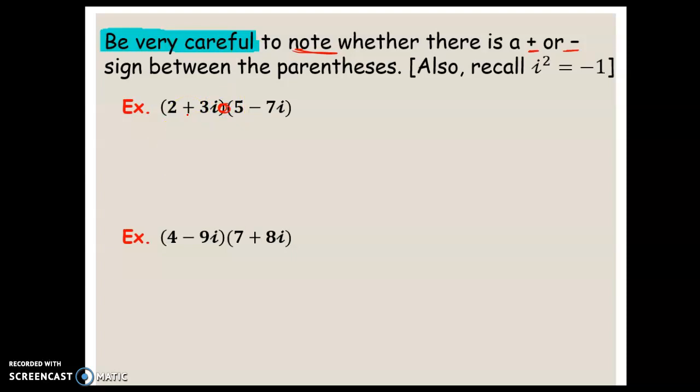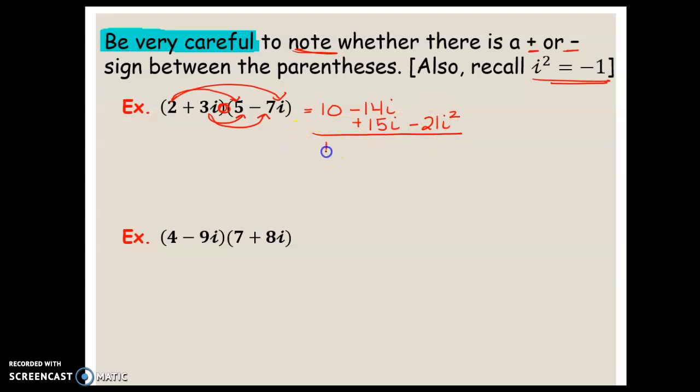These will act just like your FOIL that you've done before. First, outside, inside, last. Okay? Or double distributive property. So 2 times 5 is 10. 2 times negative 7i is negative 14i. 3i times 5 is positive 15i. And 3i times negative 7i is negative 21i squared. Do not forget that your i squared is negative 1.